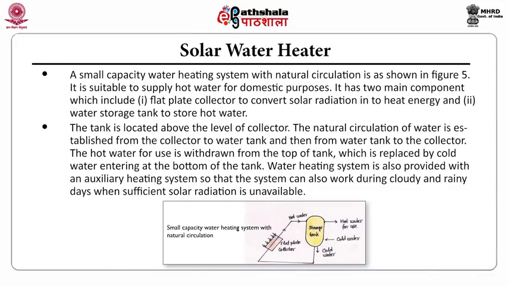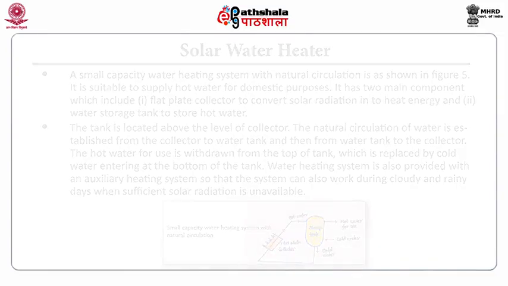The natural circulation of water is established from the collector to the water tank and then from the water tank to the collector. The hot water for use is withdrawn from the top of the tank, which is replaced by the cold water entering at the bottom of the tank. The water heating system is also provided with an auxiliary heating system so that the system can also work during cloudy and rainy days when sufficient solar radiation is unavailable.